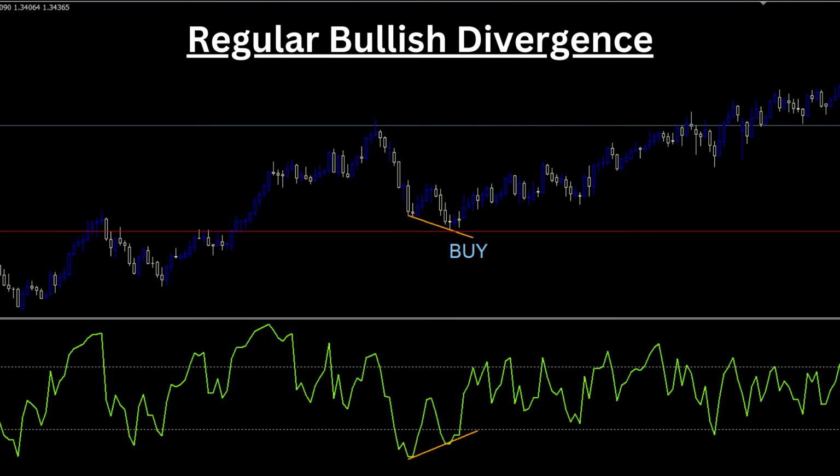So here's an example of a regular bullish divergence. As you can see, price is making lower lows here. You can see lower low, lower low. But if you look at the RSI indicator, it is making higher highs. So that's where we see a difference: price is moving one way and the indicator is moving a different way. So this is where we see bullish divergence.